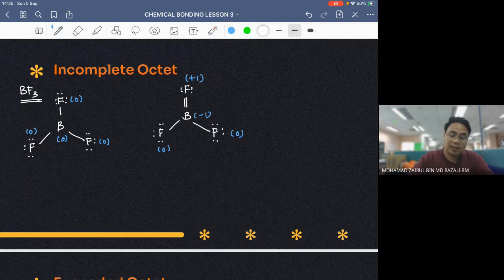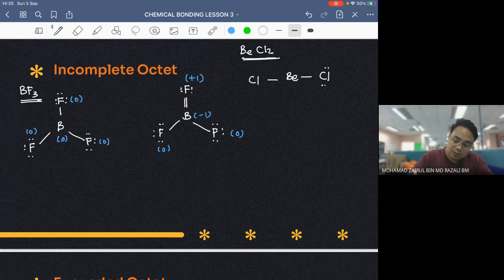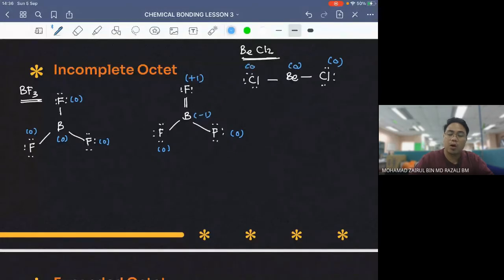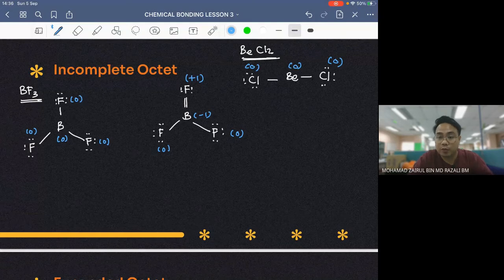Okay, so second example is BeCl2, beryllium chloride. So beryllium, ini structure dia, okay, kalau awak lukis dia punya Lewis structure, okay, awak akan dapat macam ni. Okay, if you calculate the formal charge for each of the atom in the beryllium chloride, this one awak akan dapat 0, this one awak akan dapat 0, this one also awak akan dapat 0, which is stable kalau kita consider dia punya formal charge.